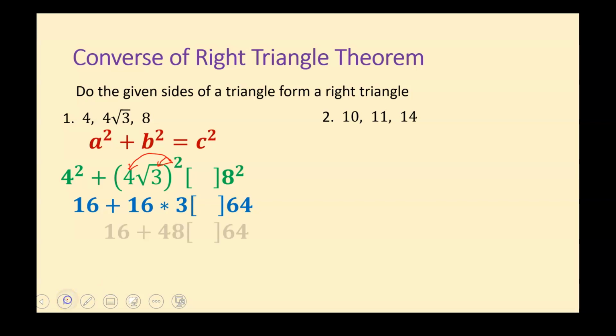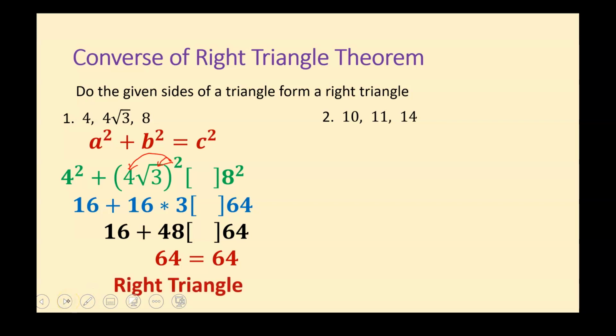We can continue to simplify. So 16 times 3 is 48. We know 16 plus 48 is equal to 64. And since they are both equal, that tells us, yes, we do have a right triangle, because they did wind up being equal to each other.